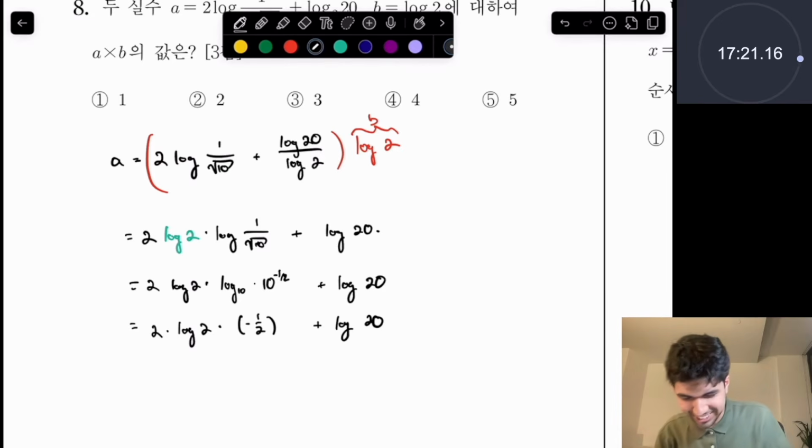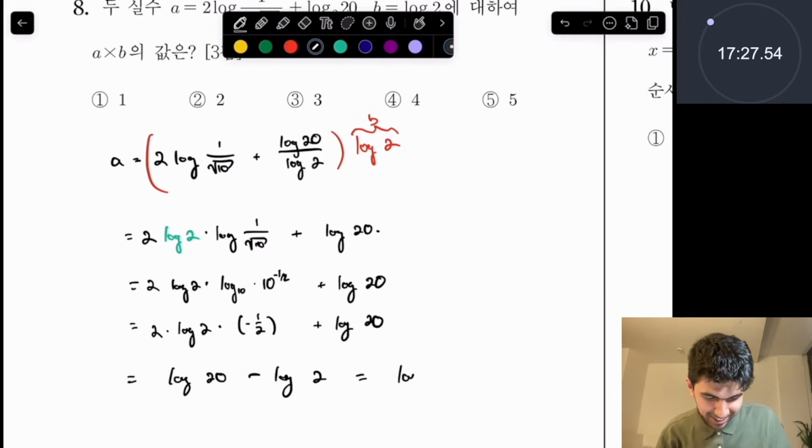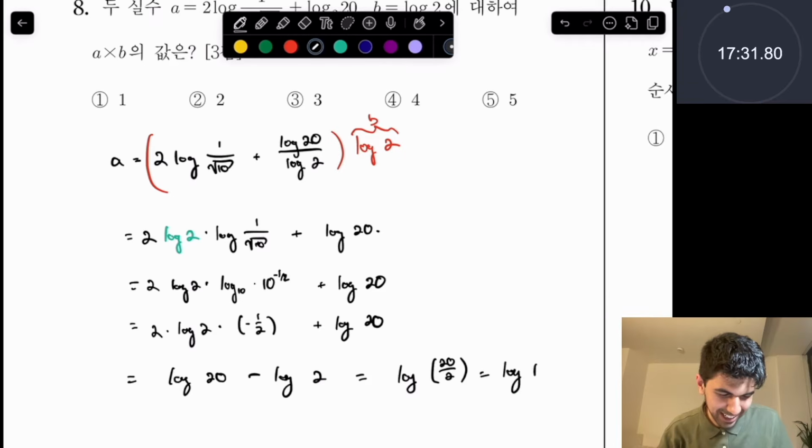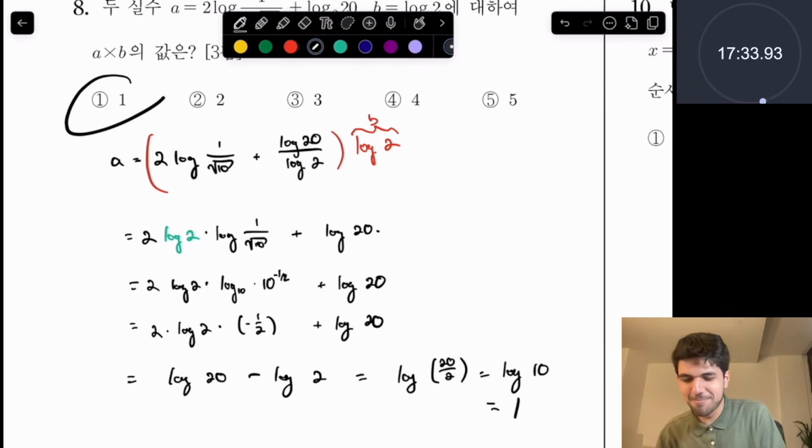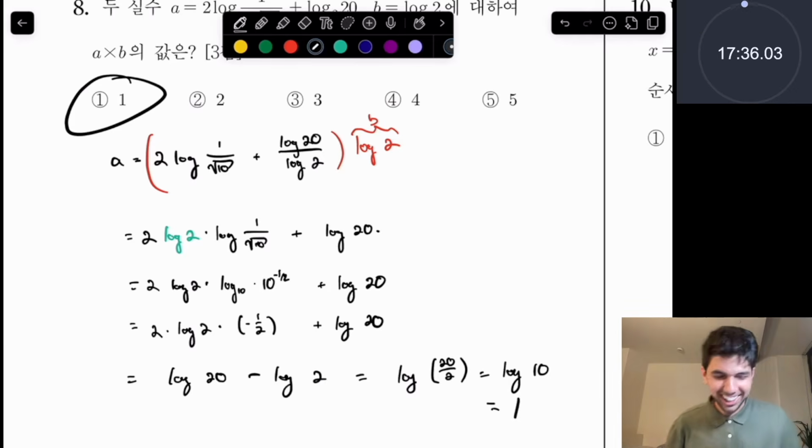Oh, we're chillin', look at this. This is log 20 minus log 2, which is log of 20 over 2, which is log of 10, that equals 1. I still got it.